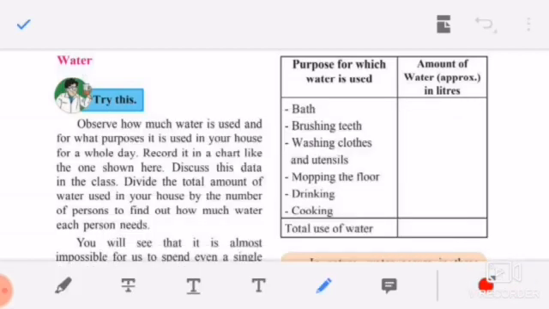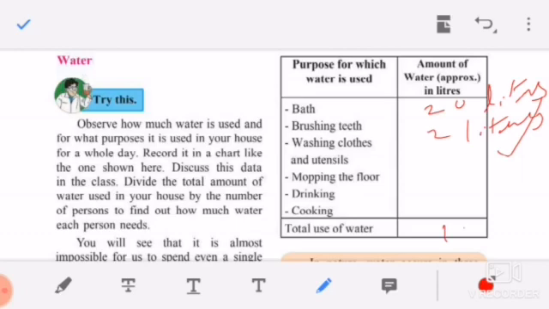Now see here, children, first is this table. Purpose for which water is used. These are the various purposes for which we are using water, children, and you have to observe how much water you need. Suppose bath. I will take, suppose, for bath you require 20 liters. So you will record it here, 20 liters. Then for brushing teeth, suppose you require 2 liters. Like this you have to go on recording, and make the total over here, and this total you have to divide by the number of persons in your house.